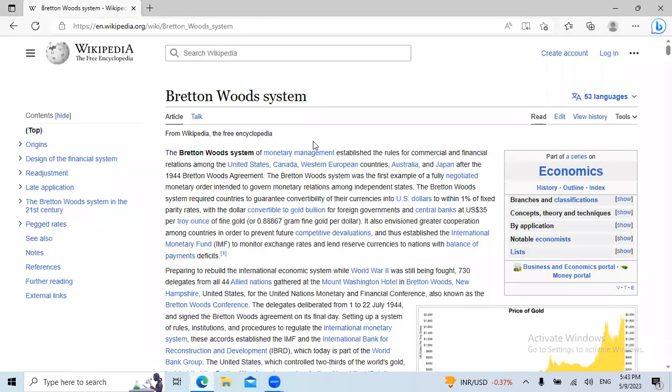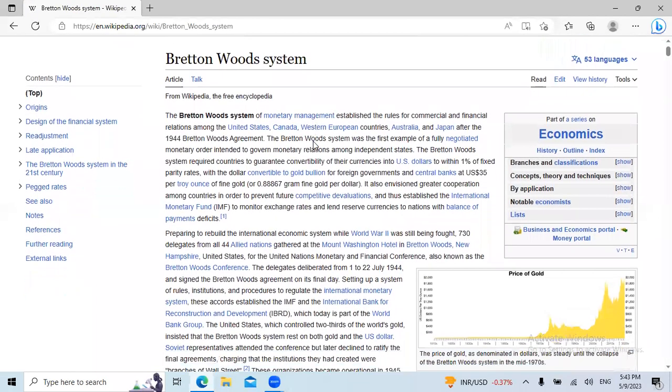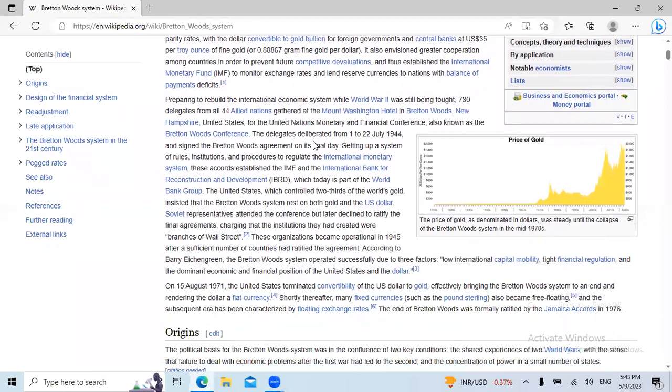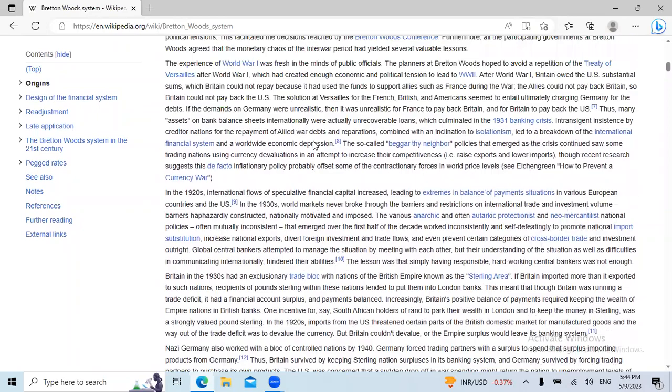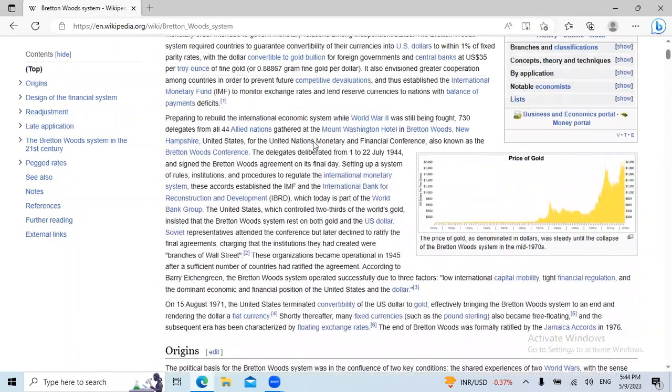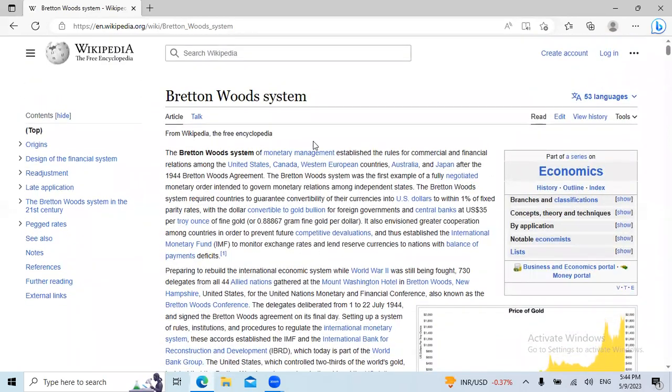See, this is the information given about the Bretton Woods system. You are going to tell the students to read about the Bretton Woods system in detail by using this link.